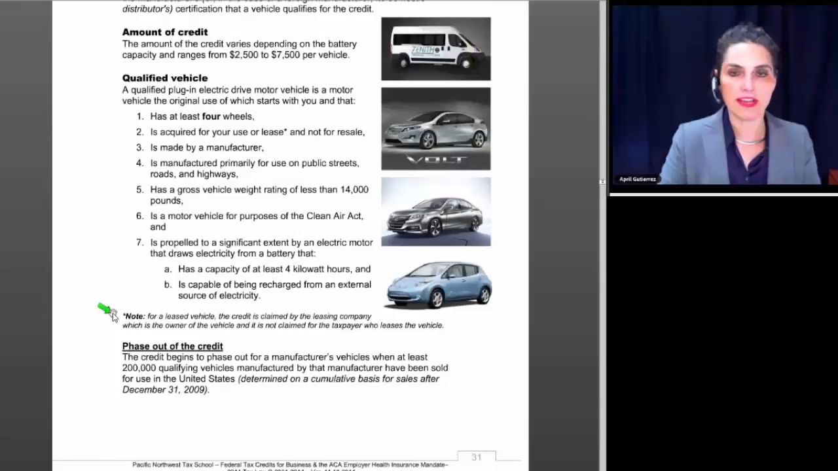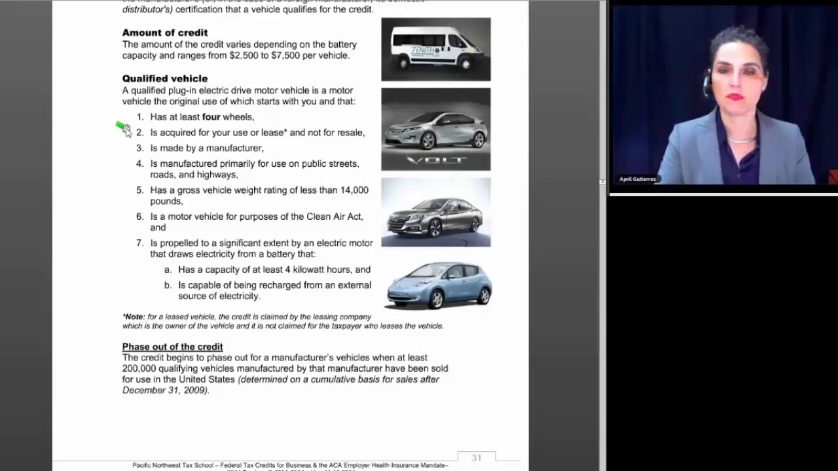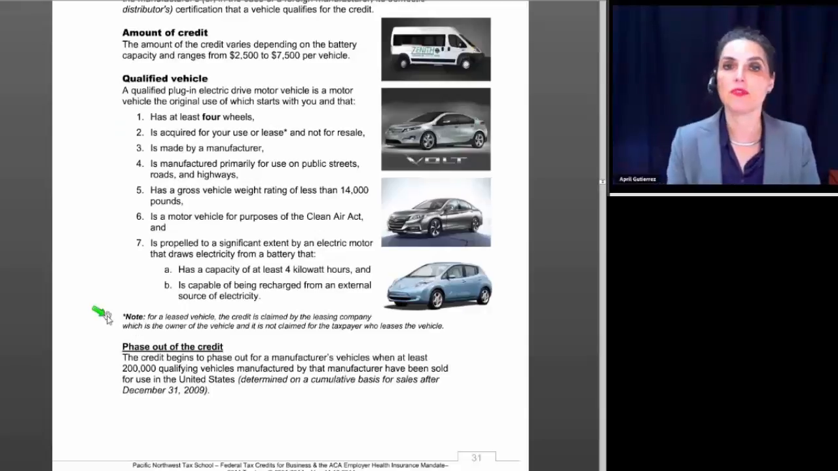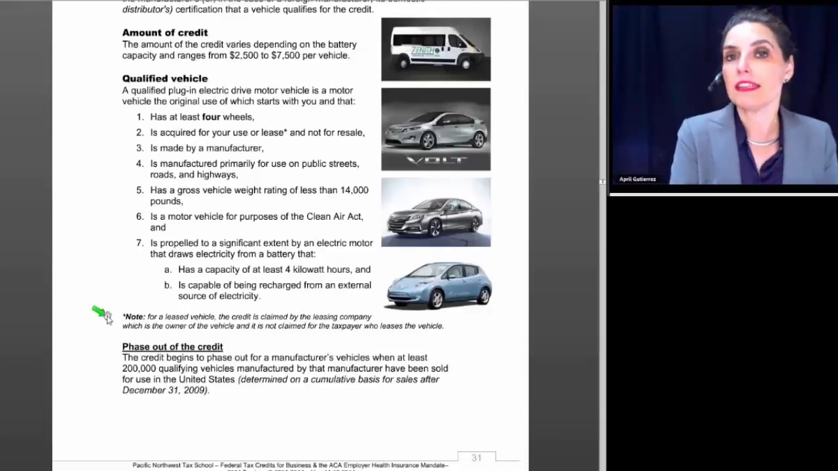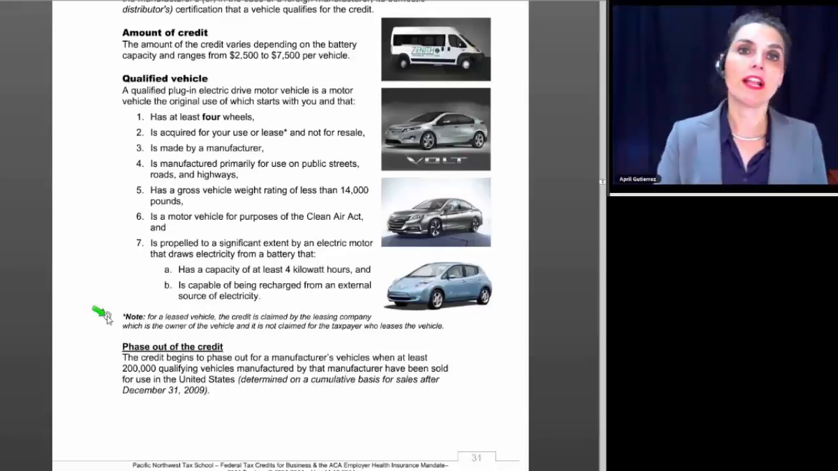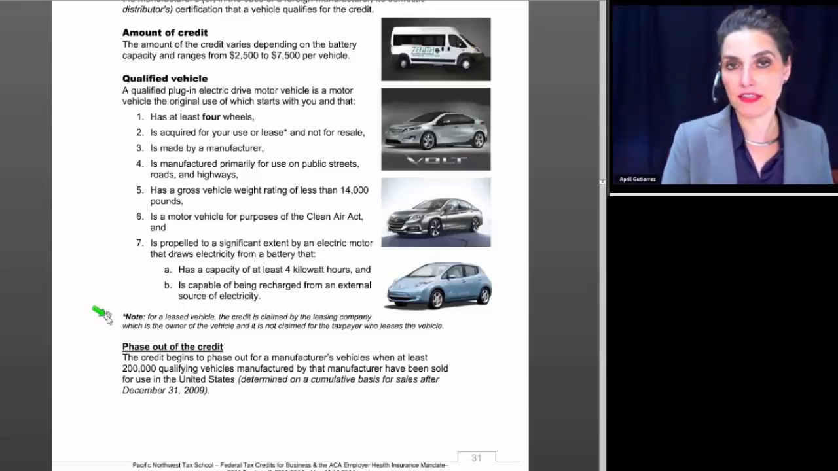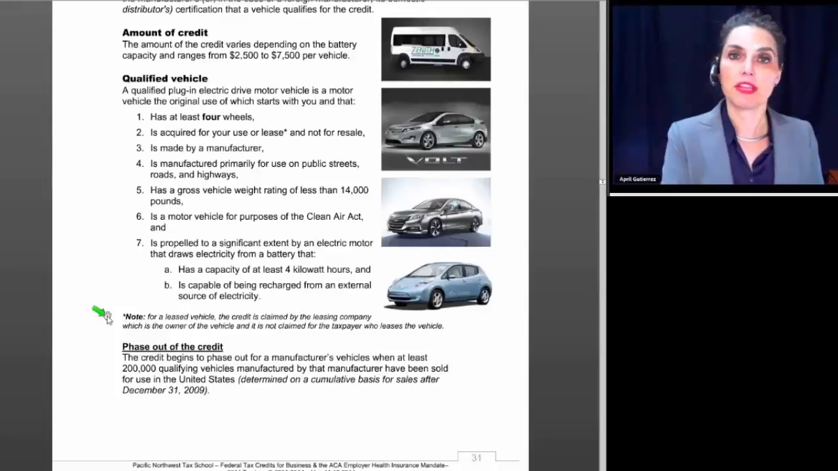And I have a little asterisk here next to the word note, because up here it says the vehicle is acquired for your use or lease. What is meant by that is that you purchase the vehicle either to use it for yourself or to be the owner of a vehicle that you are leasing to someone else. What that means is that if you go to a car dealership and you decide to lease a new electric car, you're not going to be eligible for the credit because you're not the owner of the car. When you sign the lease, the owner of the car is going to be the bank that is financing that lease. And so ultimately the credit will be claimed by whoever the actual true owner of that car is, and not the person who signed on the lease to rent it or lease it for a 2 or 3 year period.